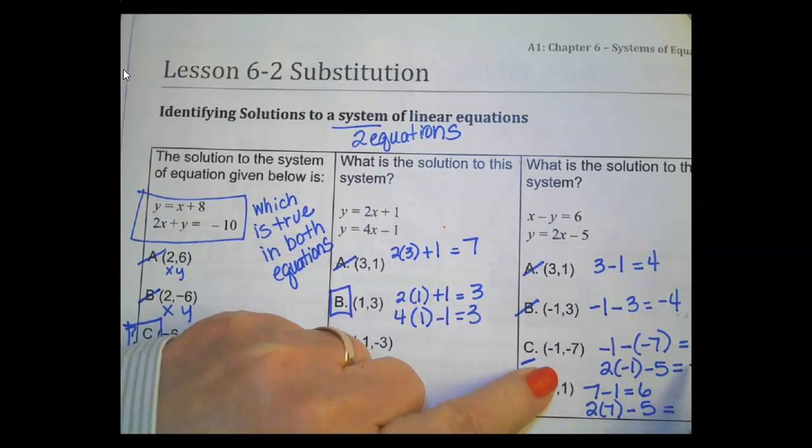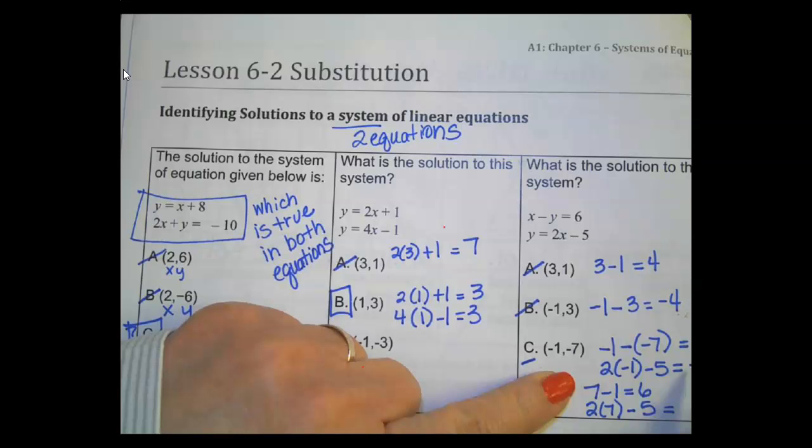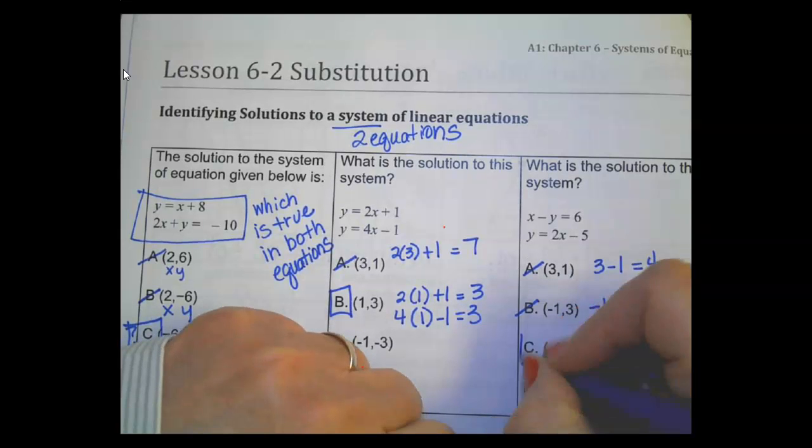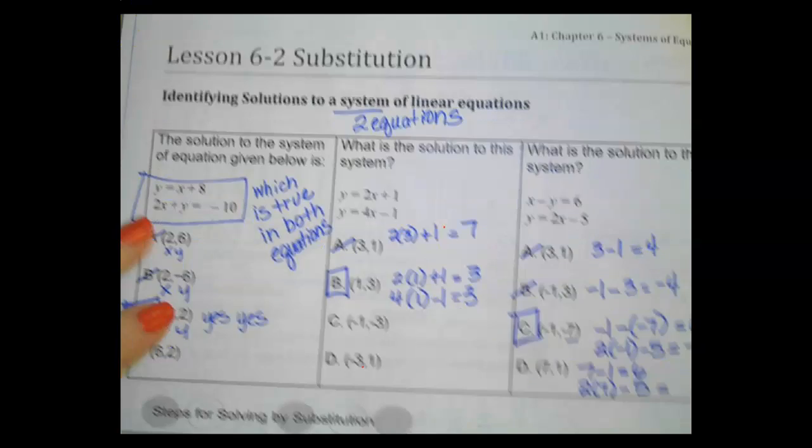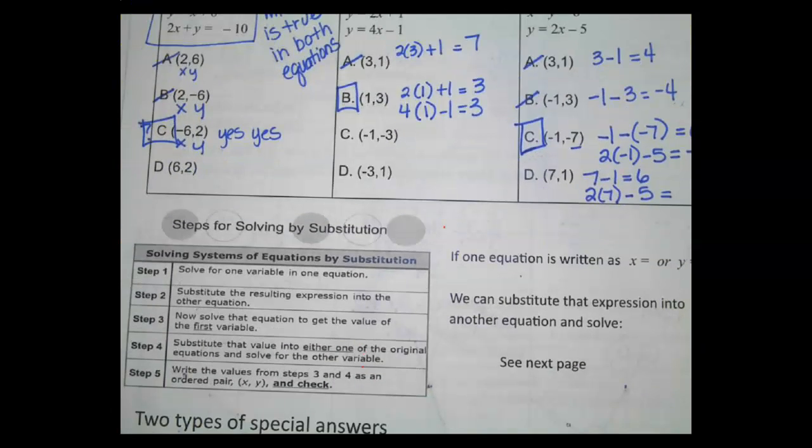So that's not it. Do I need to go back up here? Did I do this one wrong? Oh, I did, because there it is. Look at me. There you go. That's 2 mistakes I've made today. All right.